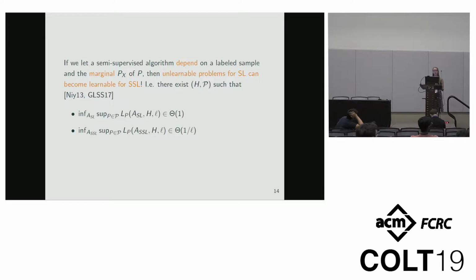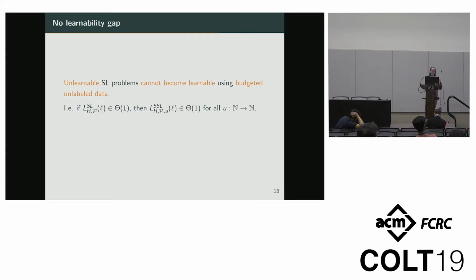If we instead chose to let our semi-supervised algorithm depend on the marginal of the distribution as well as a labeled sample, then previous results show that we can have hypothesis classes plus assumptions that are unlearnable in the supervised setting, but if we have access to the marginal distribution, suddenly we become learnable. And this is quite a significant gap that makes it seem like semi-supervision is extremely powerful. However, we show that using any kind of unlabeled budget, this result cannot be replicated. So it's not possible to go from unlearnable in the supervised setting to learnable in the semi-supervised setting using any kind of limited unlabeled data.